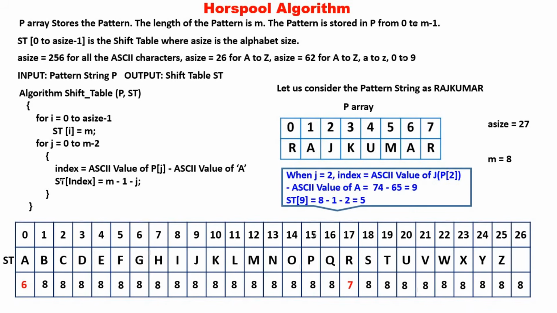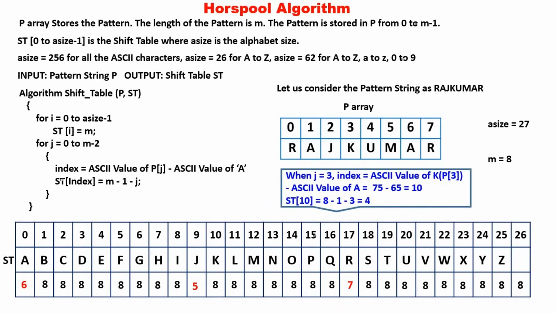In our example, p of 2 is j. Therefore ASCII value of j minus ASCII value of a, that is 74 minus 65, is equal to 9. That is ST of 9 is equal to 8 minus 1 minus j value, that is 2, that is 5. 8 minus 1 minus 2 is equal to 5. Therefore ST of 9, you can just observe the value is changing to 5. From 8 it changed to 5.